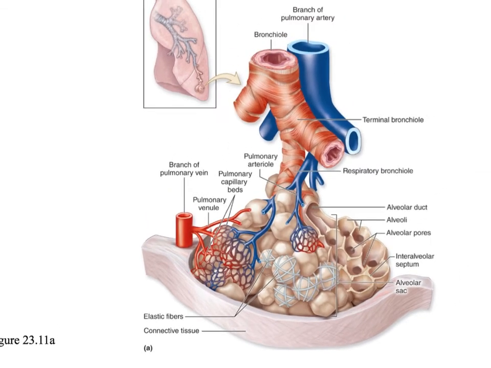So here you have the terminal bronchiole, air comes down, and here's your branch of the pulmonary vein. Pulmonary vein is going to carry what type of blood, oxygenated or deoxygenated? Oxygenated. So it's coming off of there. Blood comes off the pulmonary artery back to the capillary beds. The pulmonary capillary beds branch off, become oxygenated, and then collect back into the pulmonary vein before it's returned to the heart.